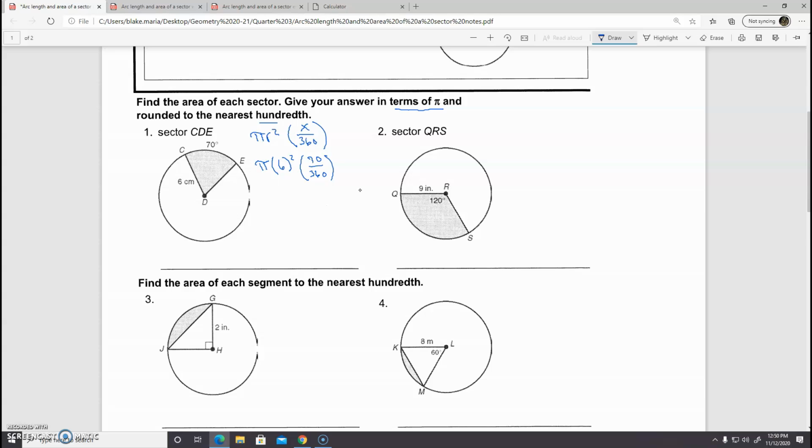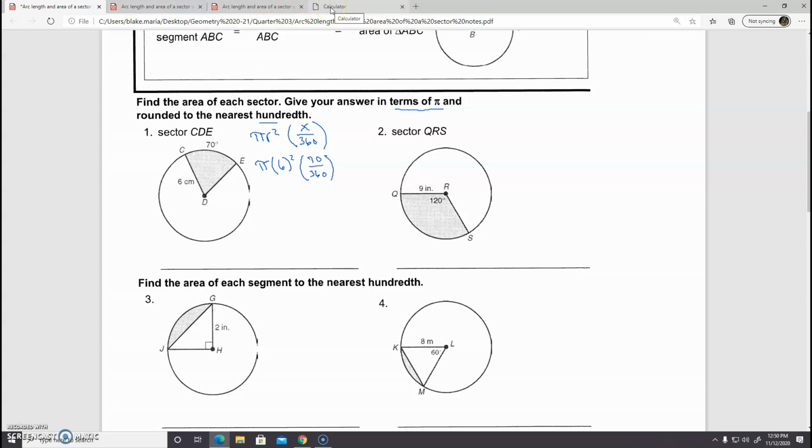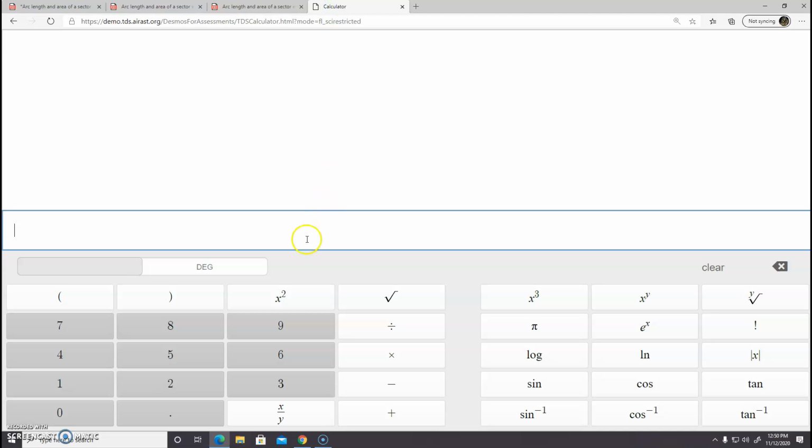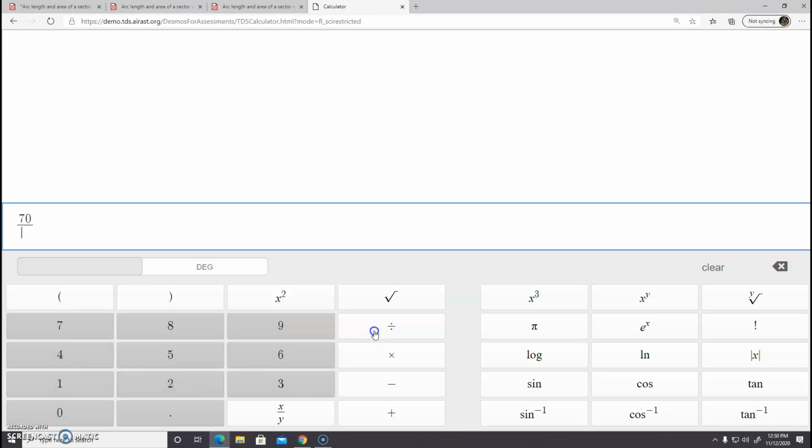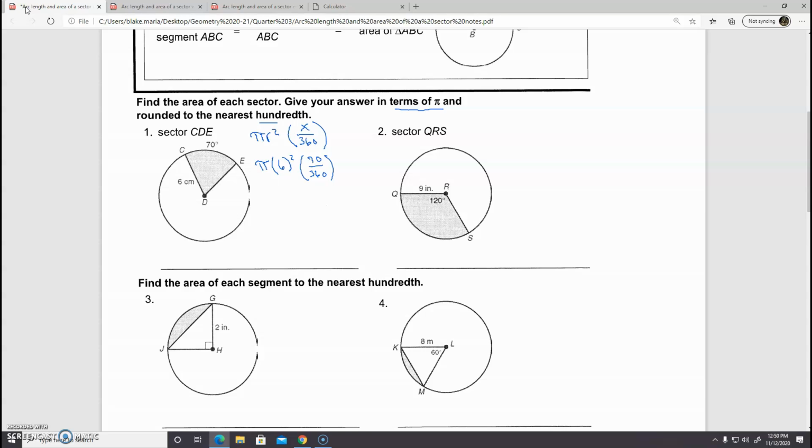So let's start with in terms of pi. I did attach a calculator, so we're going to travel over to that calculator. When they say in terms of pi, that means you want to do everything except for pi. So don't type in pi. What do we have? 70 divided by 360. And this is your EOC calculator, so I would get used to using it. 6 squared is 36, so times 36. And again, notice I left pi off, so I have 7. We're going to come back here. We have 7 pi. Since we're talking in terms of area, we have centimeters squared.